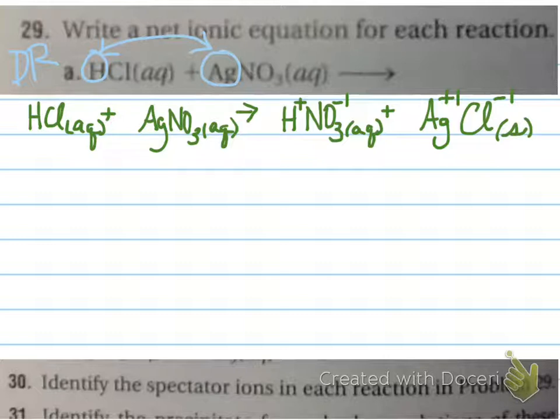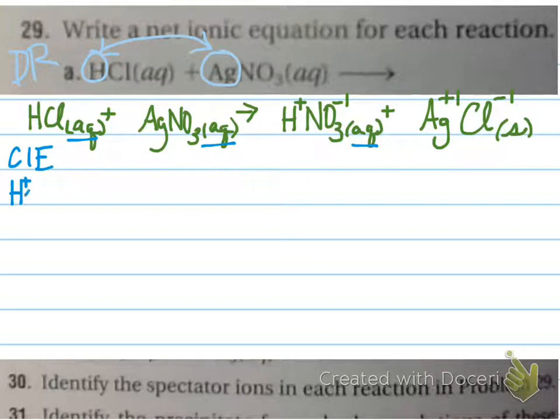So now, again, I'm going to go ahead and do my complete ionic equation. I need to balance it first. But everything that's in the aqueous state of matter. So let's look at balancing this. 1 hydrogen, 1 hydrogen, 1 chlorine, 1 chlorine, 1 silver, 1 silver, 1 nitrate, 1 nitrate. This is a skeleton equation. That's a balanced equation.